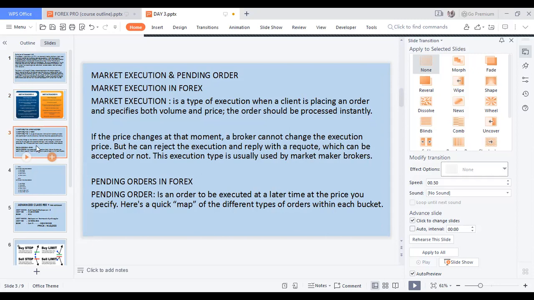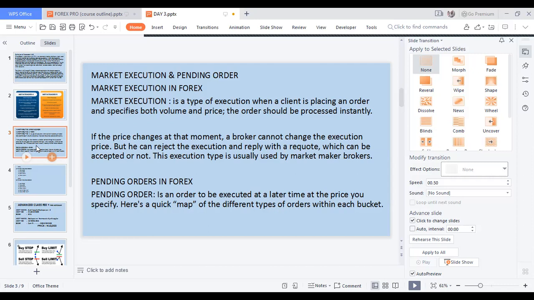Both MetaTrader 4 and 5 can carry out 2 executions: market execution and pending order. Market execution is when you enter a market instantly, while pending order is when you predict when you have to enter a market. Are you with me? So that's one thing about MetaTrader 4 and 5.